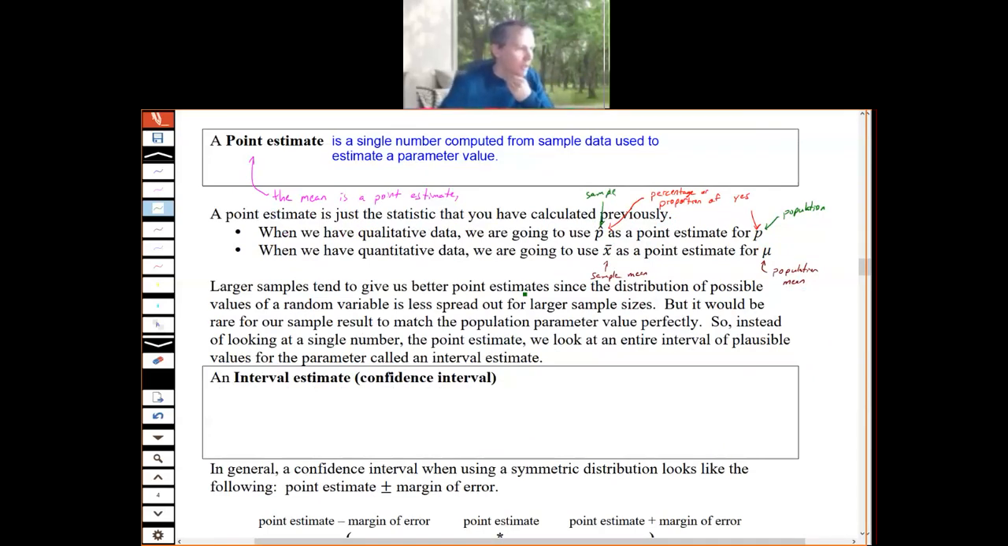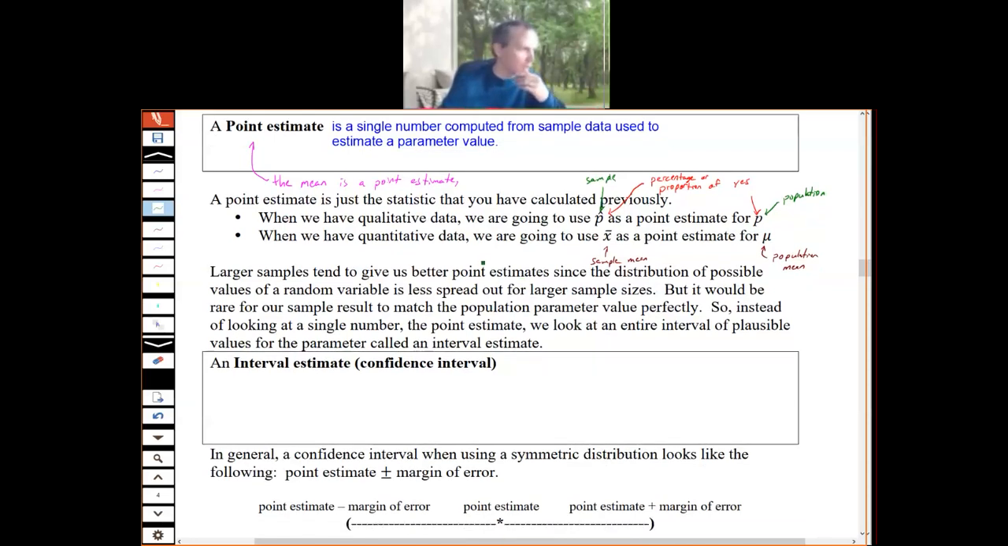What I want to do now is introduce the idea of an interval estimate. If I take a larger sample, that will give us a better point estimate. We talked about that. As your sample size goes up, the variability among samples decreases. So each sample is going to be closer to the percentage that you get in the population, but they still don't match exactly. Even if I take a large sample size, I know that the sample won't match exactly.